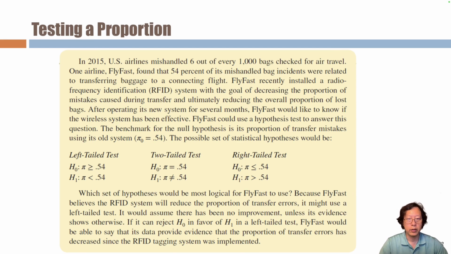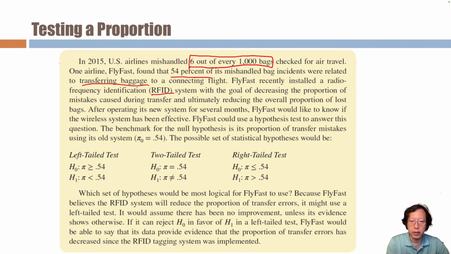Yeah, let's take a look at the example. US airlines mishandled 6 out of every 1,000 bags. Find that 54% of these mishandled bags were related to transfers. So 54% is related to transferring baggage. So they are trying to use RFID to reduce this error, the mishandling proportion, with the goal of decreasing the proportion of mistakes.